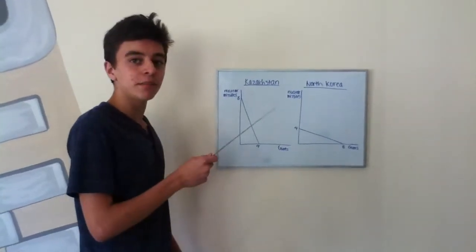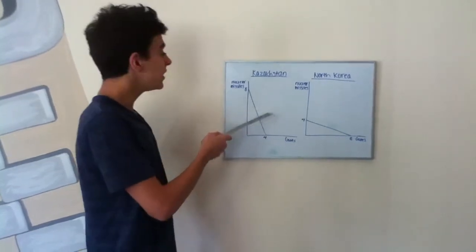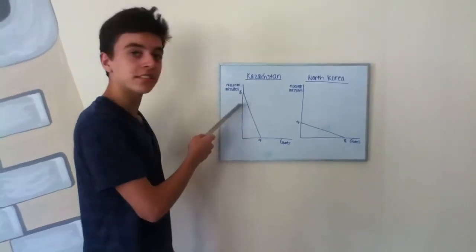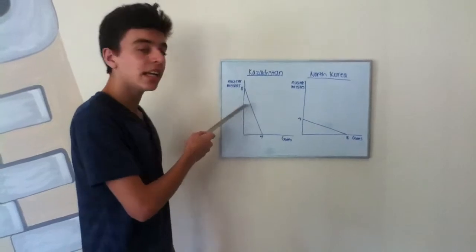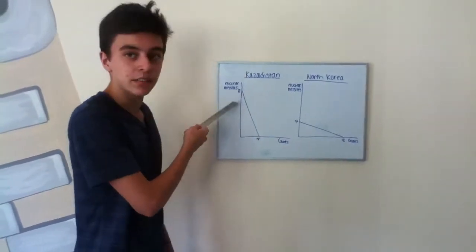I will be talking about comparative advantage. In the country Kazakhstan, it has the lower opportunity cost of making nuclear missiles and the better comparative advantage in making the nuclear missiles.